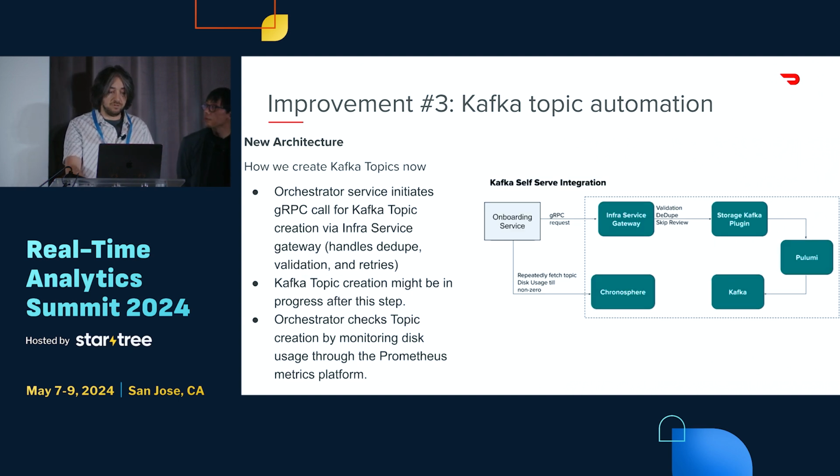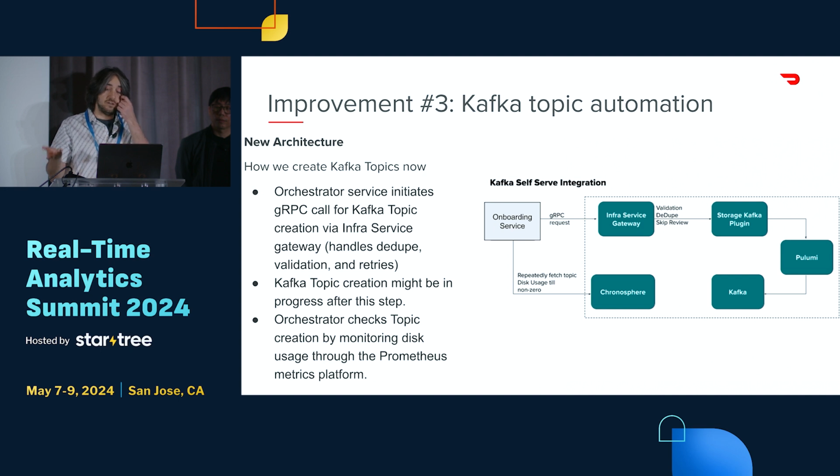And the next item that we have come up with is using a newer architecture, which we call a gRPC-based endpoint, which is in the infra service gateway. So essentially this gateway will take a gRPC request to create the resources that we want. It handles the deduplication, it handles the retries if there's a failure, it handles the validations of the fields that we pass in, and then the topic creation will be automated because it's just one call.